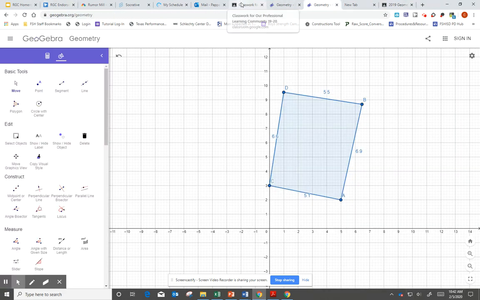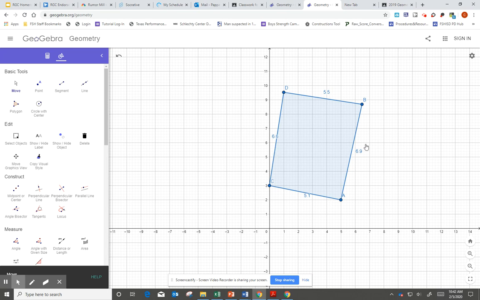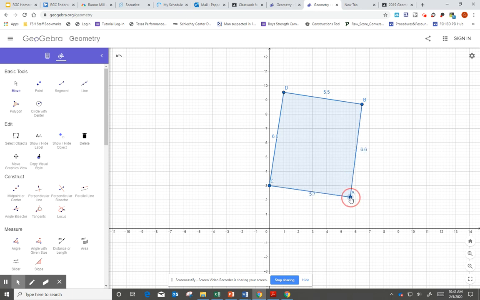Okay, so we're here on GeoGebra, and I drew up a quadrilateral. You see the opposite sides are different. Okay, so I want to try to move these things around to where the opposite sides are equal to each other. So I'm going to sort of do that here. I'm going to try to make this side here 5.5 and the other side 6.6. So these things match up here.